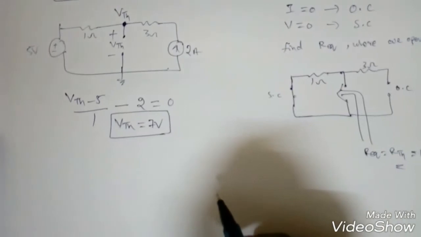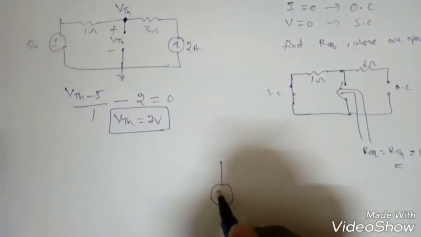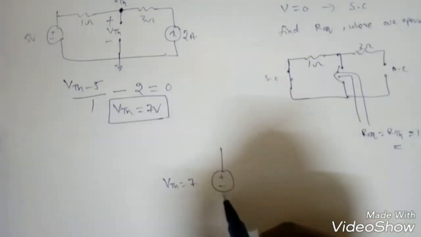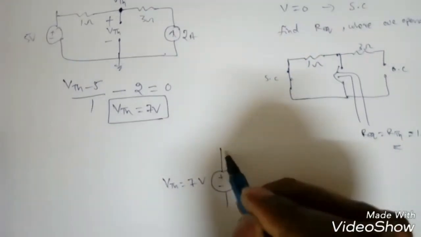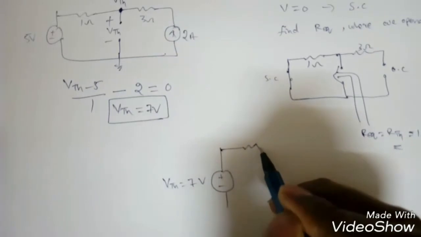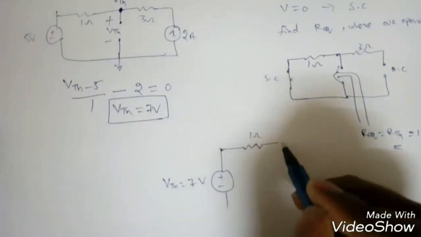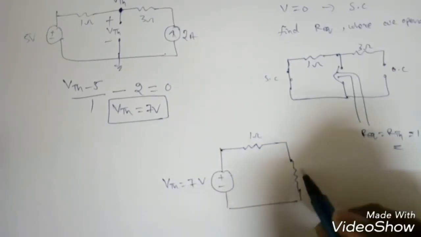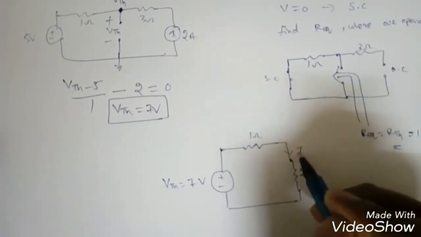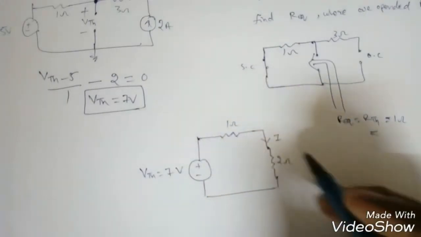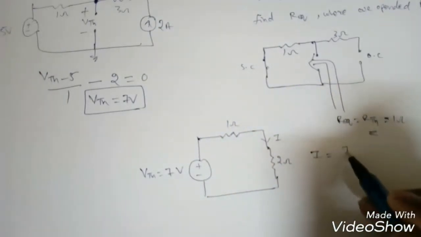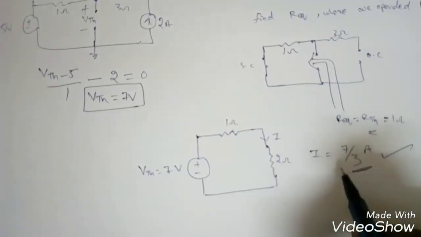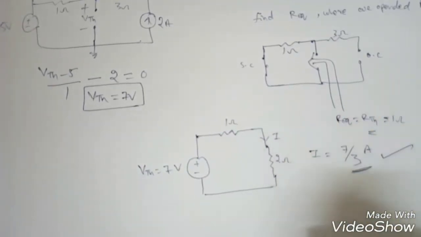Now how to model this one? See, so this is a VTH, and VTH we got 7 volt, and series resistance we got, this is 1 ohm, and where we left, that is 2 ohms here. Now what we need? The current I. So if you single loop, I can find simply I is equal to the voltage by the resistance, 7 by 3 ampere. So whatever we found using superposition theorem, this is also same.